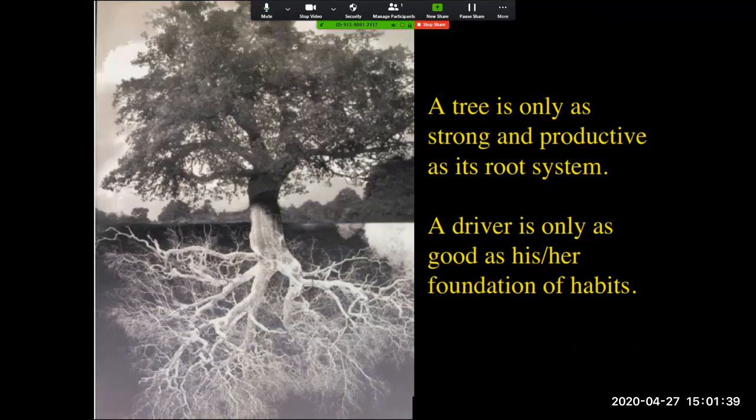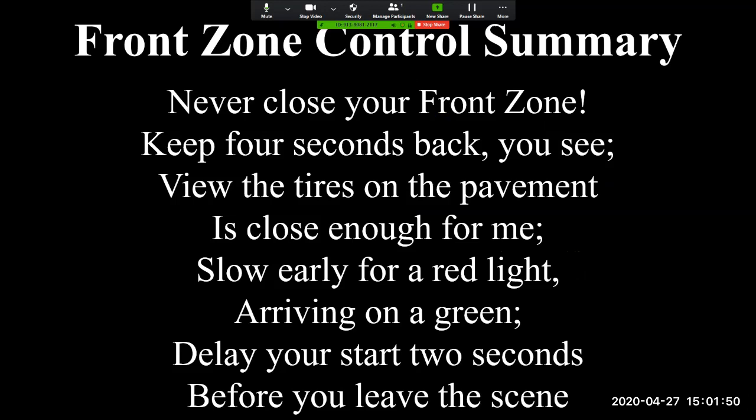I'm not a huge metaphor guy, but this one, right? Our good driving, our no collisions, right? All based on our fundamental habits. Okay, so front zone. Never close your front zone. If we can keep control of what's happening in front of us, right, that's where we're going to focus most of our attention. Obviously, yes, we're going to check our related zones left, right, and behind us. But if we can keep our front zone clear, then we're not going to have a lot of hazards. Okay, so never close your front zone.